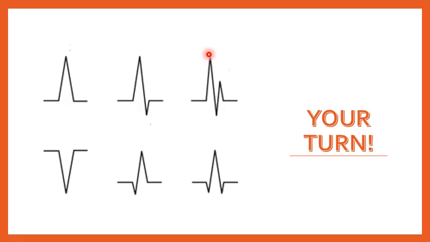This is an R, S, R prime configuration. And so this is where, in the presence of a wide QRS complex, we say that the patient has what looks like a rabbit ear or right bundle branch block configuration.